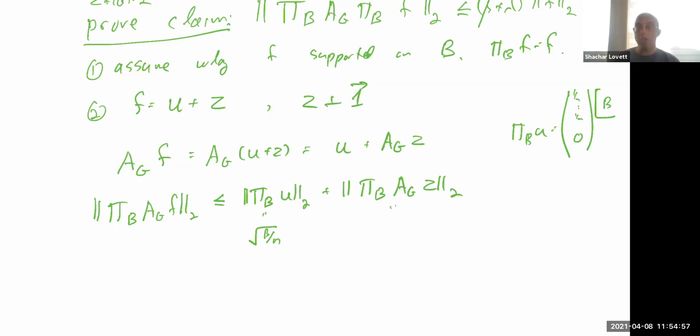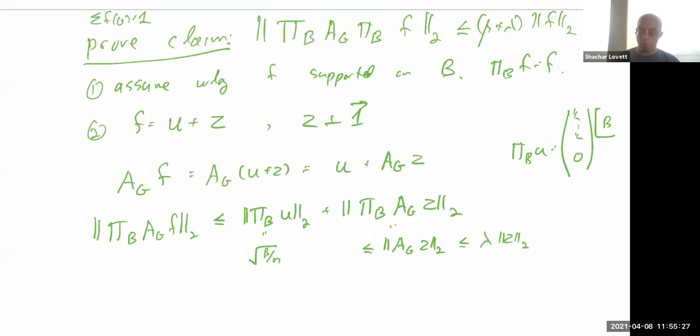Well, we know that AG is going to contract Z, right? Because Z is orthogonal to 1, and G is the lambda spectral expander. We don't know what pi b is going to do to it, so we're just going to ignore it. So this is at most the L2 norm of AGZ, because pi b just erases coordinates, so it's just going to decrease the L2 norm. And we know, because the spectral expander was lambda, this is at most lambda times the L2 norm of Z, right?